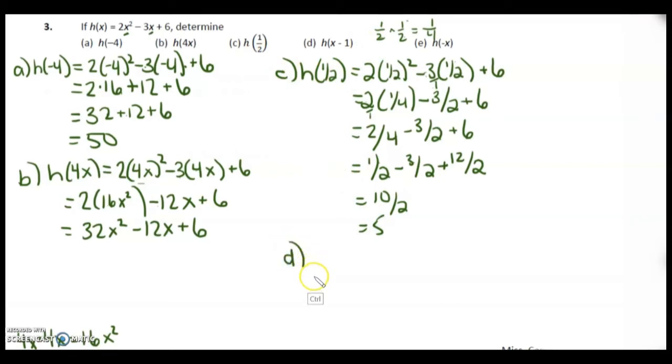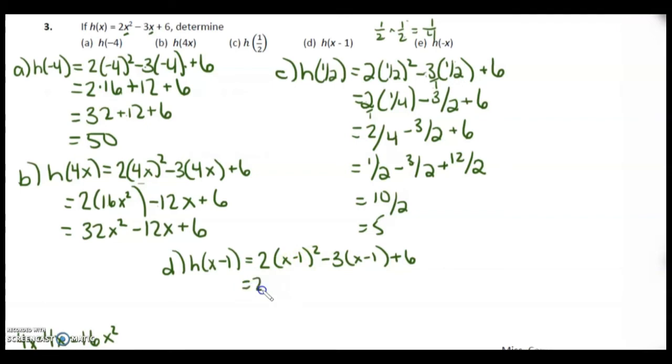Okay, D is going to be a little bit longer. Maybe I should start over here. So we have h at x minus 1. So we have to go 2(x minus 1) all squared minus 3(x minus 1) plus 6. So this (x minus 1) squared, I'm going to expand it by doing (x minus 1)(x minus 1). Okay, now this negative 3 we can distribute right away. Negative 3x plus 3, and then bring down the plus 6.